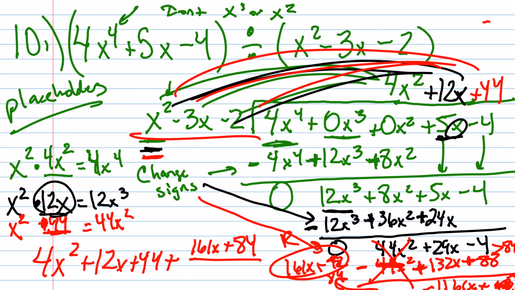And remember, it's all over your divisor, so it's x squared minus 3x minus 2. That finishes this assignment. We're done.